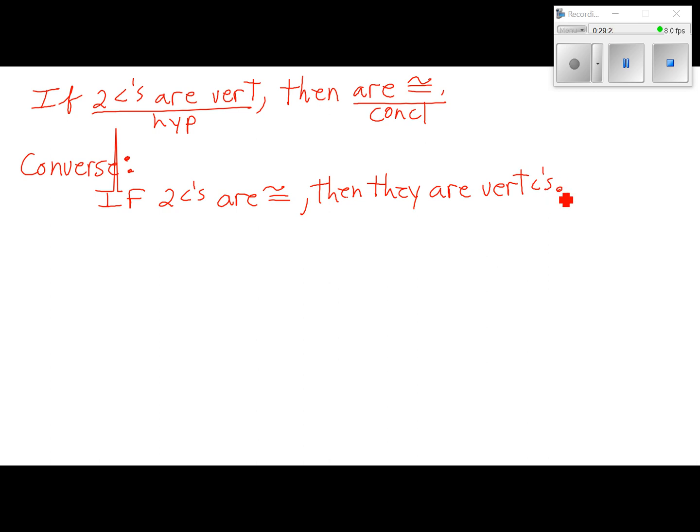So we just switched the 2 parts. And if 2 angles are congruent, that doesn't necessarily mean that they're vertical angles, so that would be a false statement. 2 angles can be congruent and not be drawn as vertical angles.